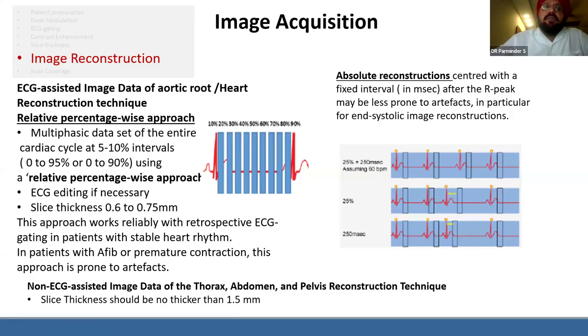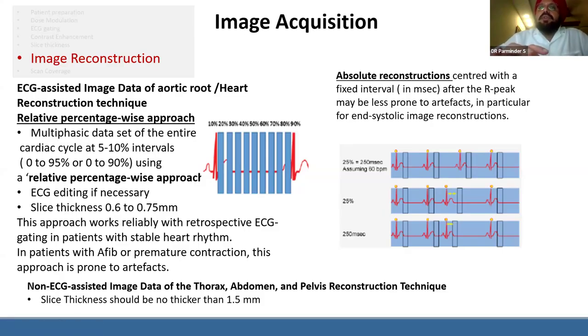This approach works reliably with retrospective ECG gating in patients with stable heart rhythms. However, if the patient is in AF, has VPCs, or has faster ventricular rates, this approach is prone to artifacts, because these percentage slabs will shrink and the data acquisition may not be done properly. In this kind of patient, the second approach is absolute reconstruction.